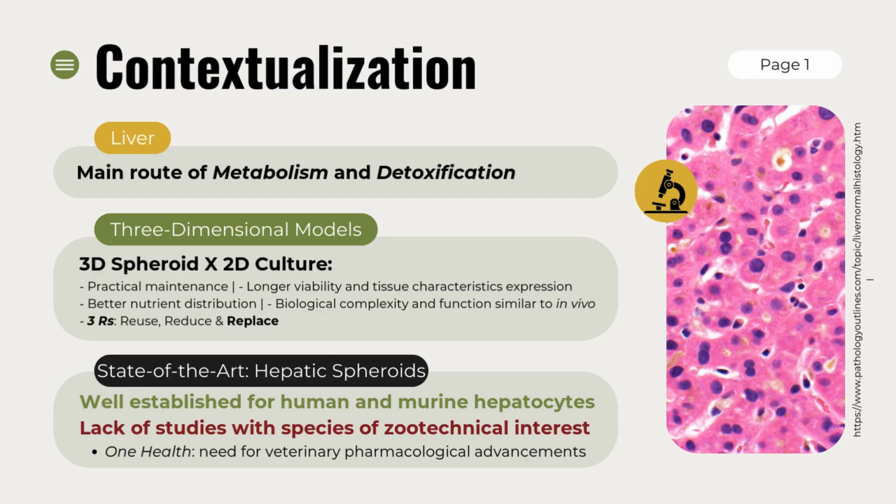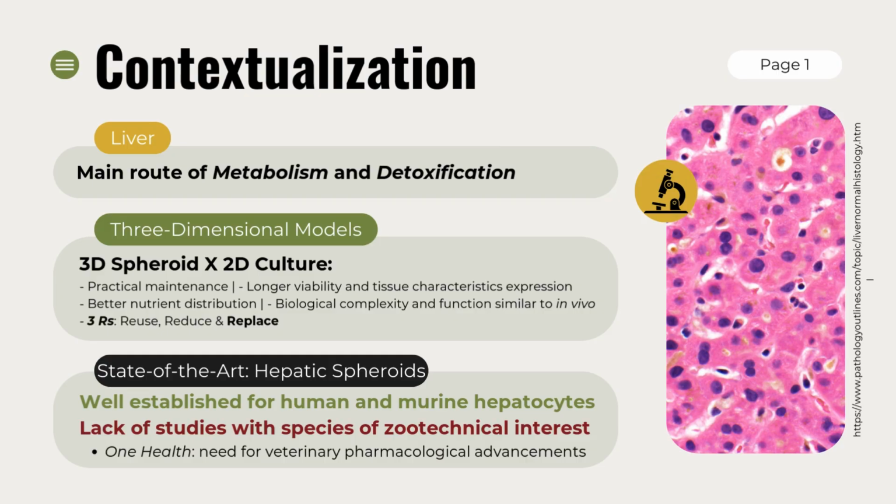In recent years, 3D hepatic models such as spheroids have emerged as more predictive systems. These models better preserve cell-to-cell interactions, tissue architecture, and metabolic activity over extended culture periods. As a result, hepatic spheroids are increasingly recognized as valuable tools for drug metabolism and hepatotoxicity assessment.